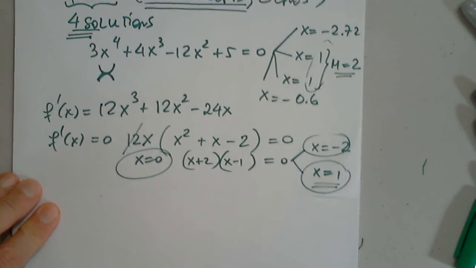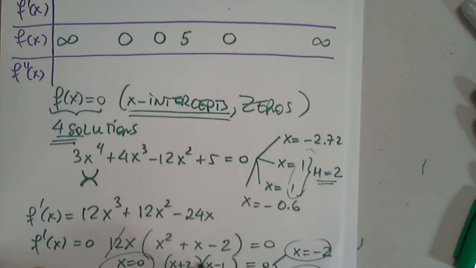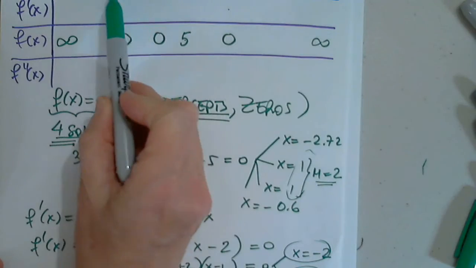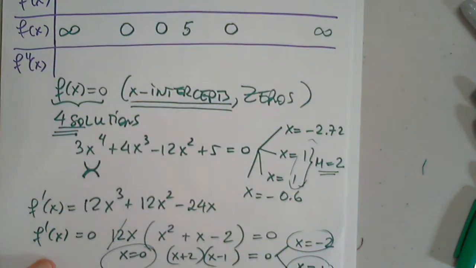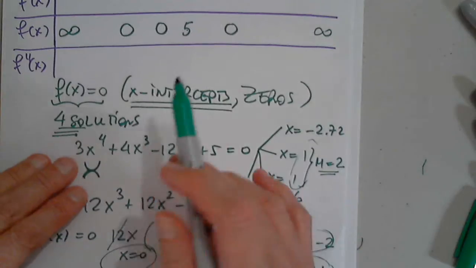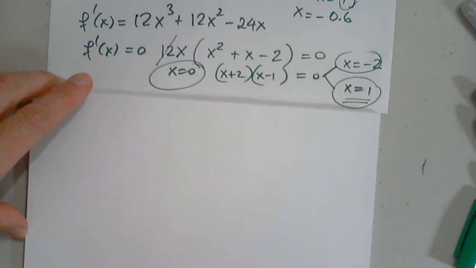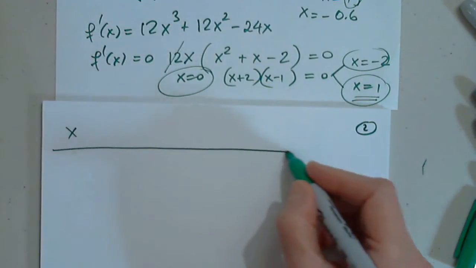I'm going to reconstruct my table on the next page only because I have 0 there, and negative 2. I don't have room here between negative 2.72 and negative 0.6 and 1. So I'm just going to reconstruct; you don't have to do that. You just erase if you don't have enough room. But for me, it's more difficult to erase than just create the table again. That's real quick.